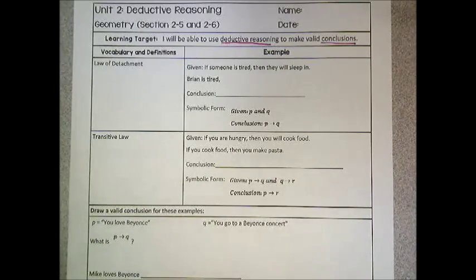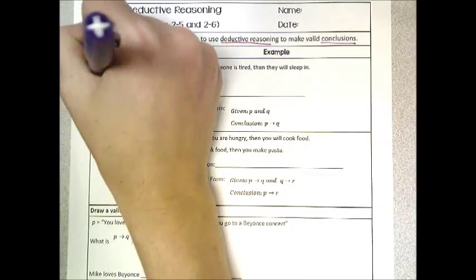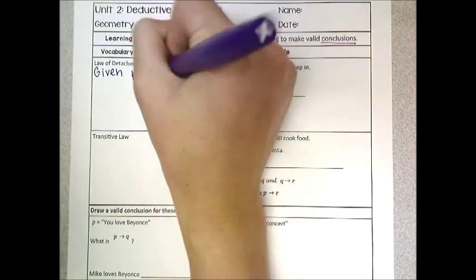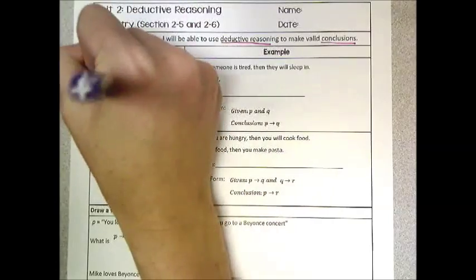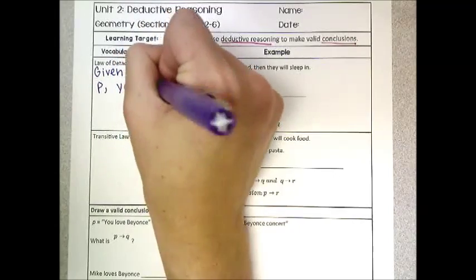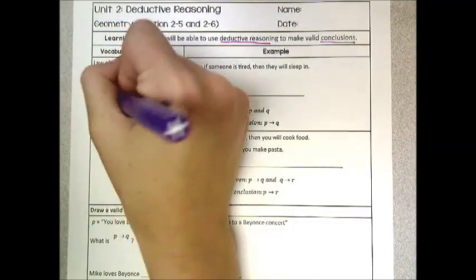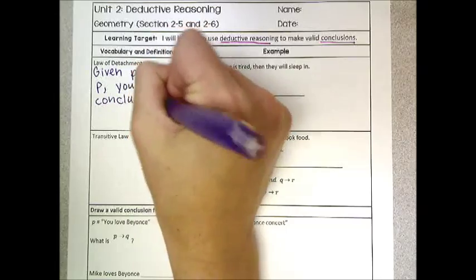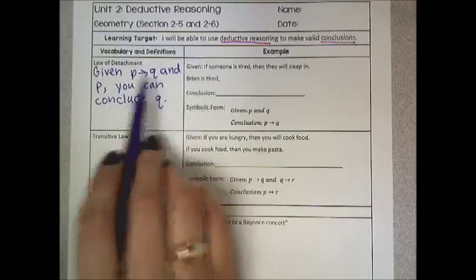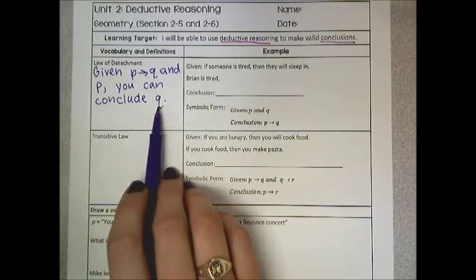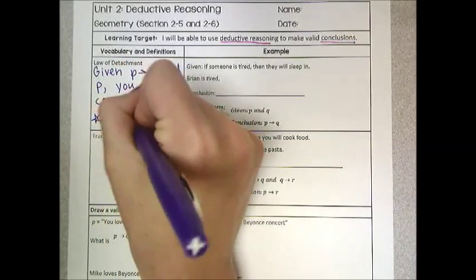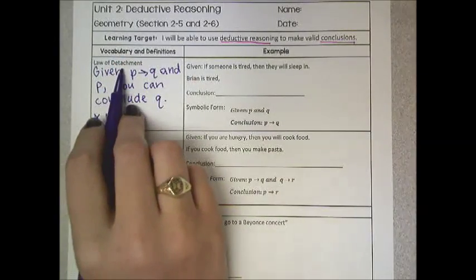So first, we have the law of detachment, which says that given if P then Q and just P, then you can conclude Q. So basically you're given a statement if P then Q, and then they just give you P, so the conclusion is Q. So the key word here to remember is detach, hence the name law of detachment.